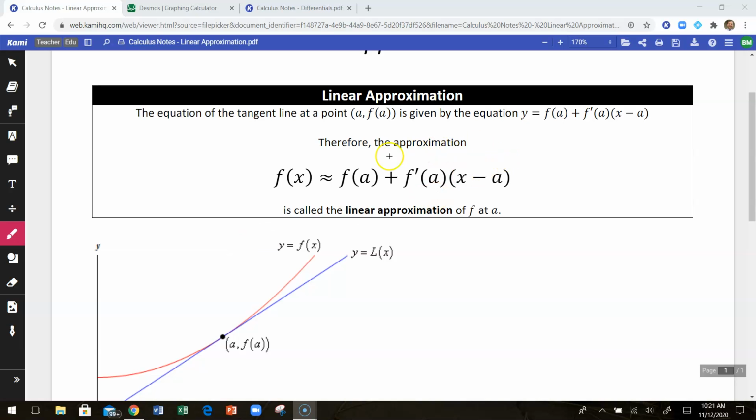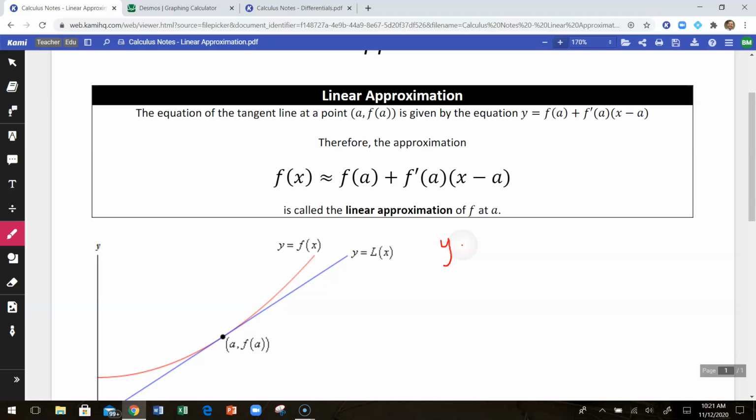And so we have this equation to give us the linear approximation, and it is that the linear approximation f of x would be f of a plus f prime of a times x minus a. Now, where does that come from? It's point slope form, right?